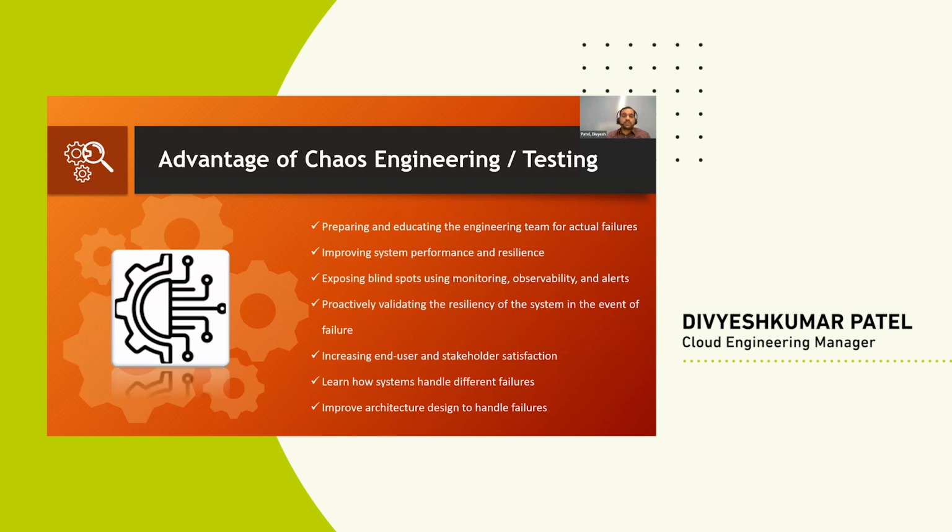We also learn how the system handles different failures, right? This is how chaos engineering works, and with all these practices, we know how to handle different failures. Overall, it improves the architecture design to handle the failures, right? The chaos engineering practice helps to improve our application architecture and design to handle any failures.